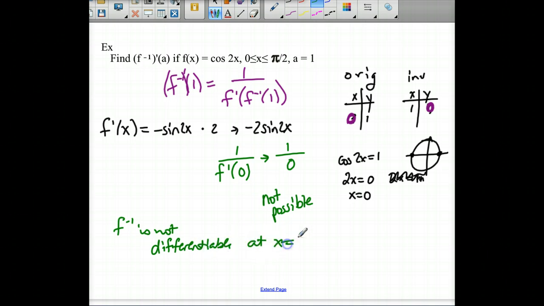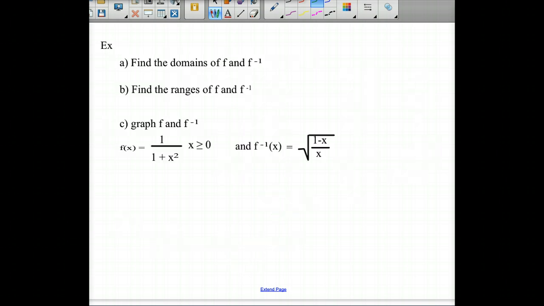That's what we say. Okay, let's talk about finding the domains of f and f inverse, and then finding the ranges of them, and then graphing them. So thinking about domains, what number could I not put in here? Normally we think about the domain being all reals, but we do have a denominator, so we have to be wary of the fact that that denominator cannot equal 0.